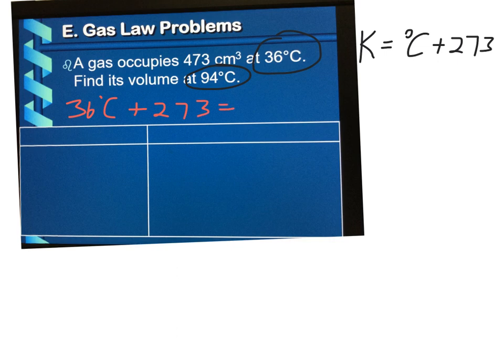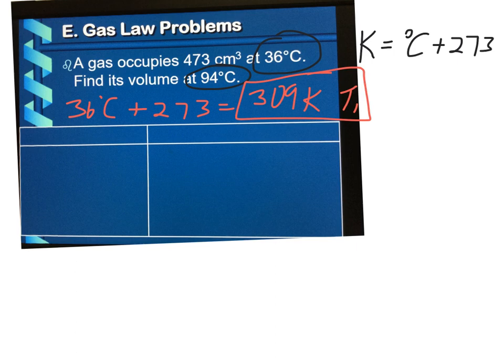How much is my Kelvin for T1? 36 plus 273. How much is that? 309 Kelvin. Guys, let your fingers do the walking. 273 plus 36. How much is that? 309 Kelvin. Very good. Okay, so that's going to be your T1.